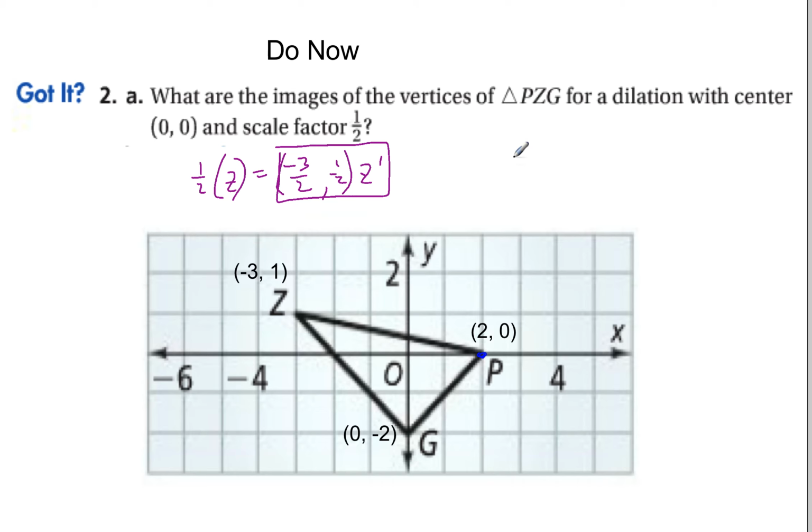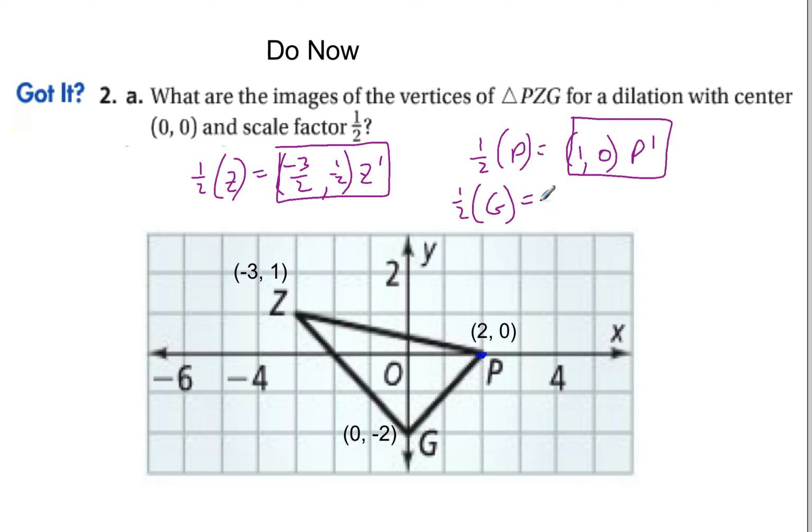What about point P? Well, my scale factor is 1/2, so I have 1/2 times point P, which is going to be 1/2 times 2, which is 1, and 1/2 times 0, which is 0. So this is going to be my P prime. And finally, I have 1/2 times G. And what are the coordinates for G? Well, 1/2 times 0 is 0, and 1/2 times minus 2 is minus 1. So this is going to be my G prime.